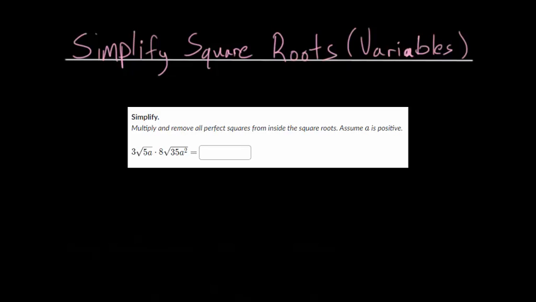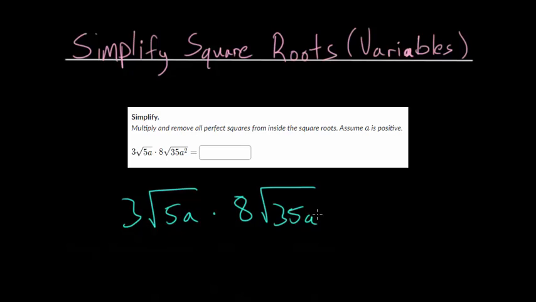In this video, I'd like to talk about simplifying square root expressions, but with variables. So you can see this example here, and I'm just going to rewrite it. So you have 3 times the square root of 5a times 8 times the square root of 35a squared. Now, the general strategy, or at least how I approach these, is to essentially combine all the numbers on the outside and to combine all the square roots into one expression.